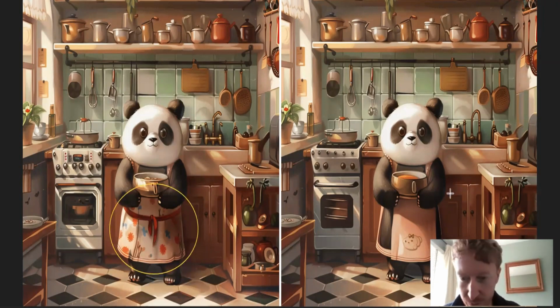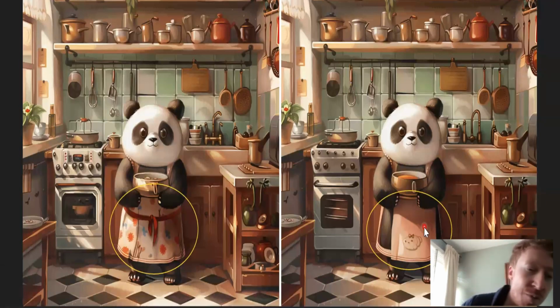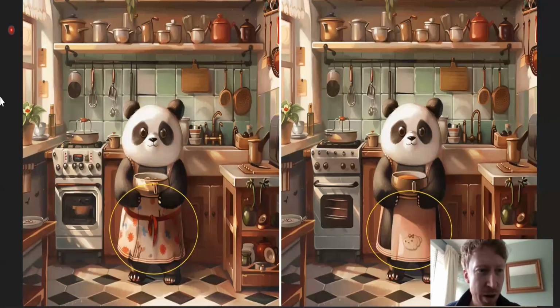The apron is different in the two pictures, okay? The apron on the left is white and it has flowers on it, but the apron on the right is pink and it has this cute little thing. I don't know what this is exactly, a cute thing. So we can see the aprons are different in each picture. Okay, what else is different between these two images?